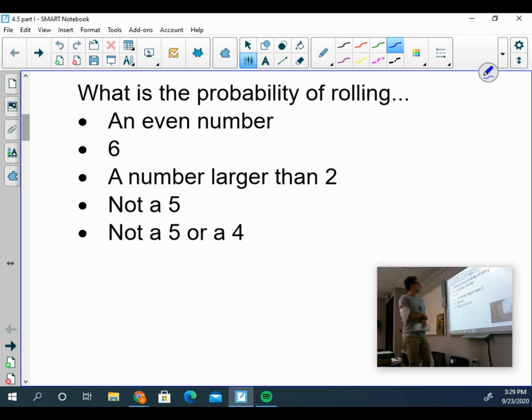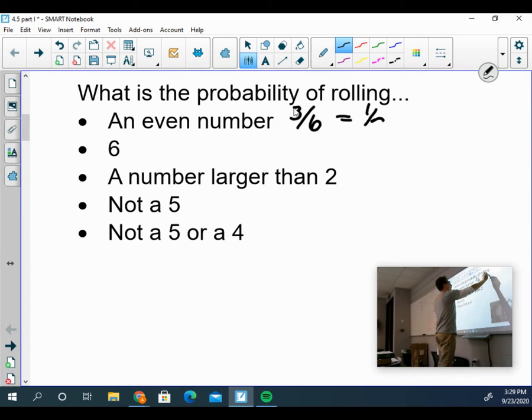Okay, so you've had a second to write it down, think what you think. Let's go ahead and come up with the answer. So what's the probability of rolling an even number? On a die, there's 6 sides. 3 of those numbers are even, so it is 3 out of 6, or a 1 in 2 chance. Well, there's only one 6 on a fair die, so there's a 1 in 6 chance of getting a 6.